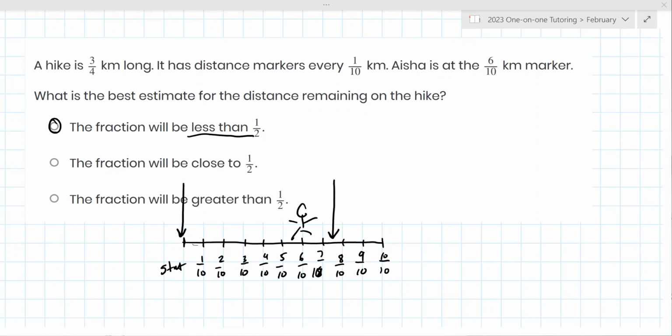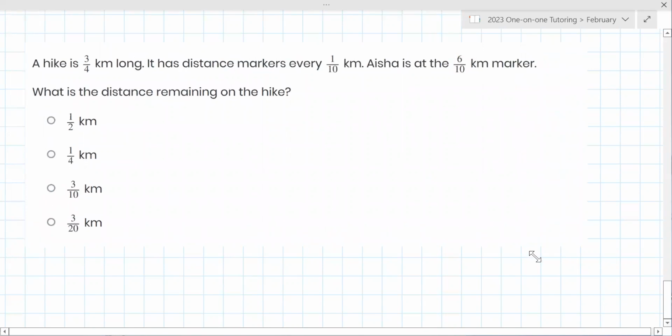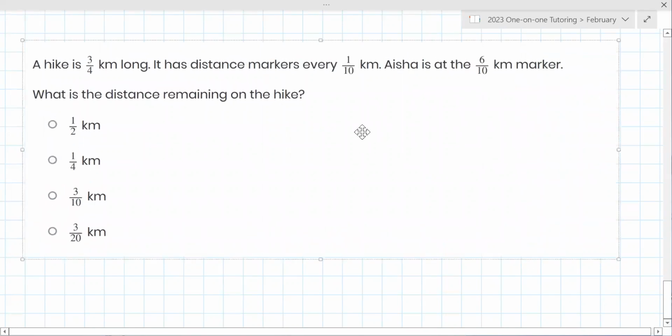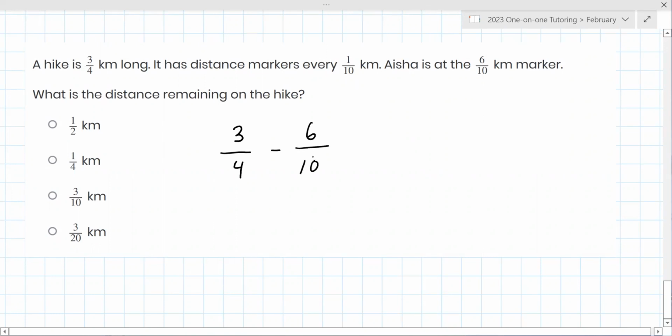Okay, so same problem, same setup, but a different question that's being asked here. Let's look at this one together here. So a hike is 3/4 kilometers long. It has distance markers every 1/10 kilometers, just like before. Aisha is at the 6/10 kilometer marker, what distance remaining on the hike? Okay, so this one I'm going to set up for you because it's very difficult without doing that.